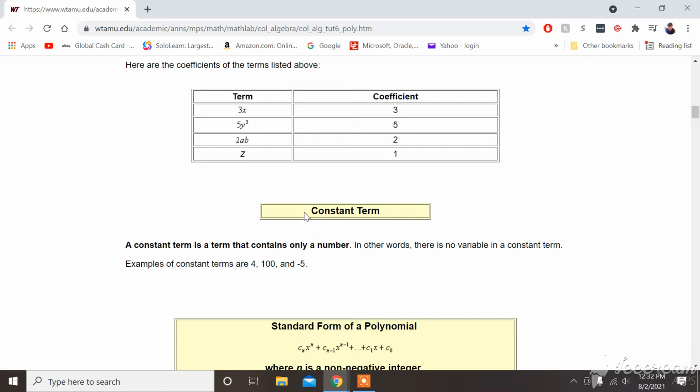Alright. Constant term. How do you pause this?